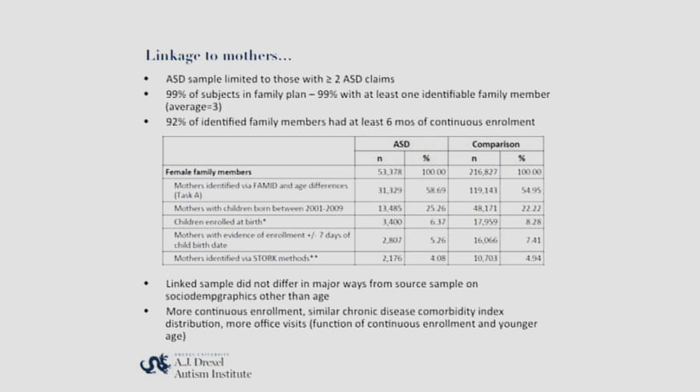Then we have to make sure that the child is enrolled at the time of the birth, and that brings the sample down to 3,400. And then we wanted to make sure that mothers were enrolled in the healthcare system around the time of the child's birth as well, to make sure we could do this linkage. And now we're down to about 2,800 moms linkable to these autism cases.